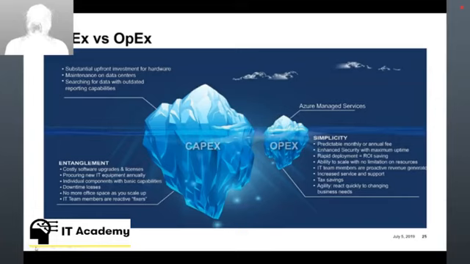Opex is easier for them to find, with smaller installments, paying for what you use as you use it. Businesses change what they need to be able to do, so being able to move to an Opex model is really good.